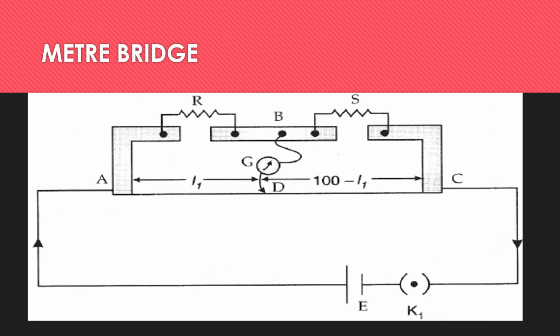Those copper strips have gaps in between them, and on the left-hand side, a resistor R is connected in that gap, and on the right-hand side a resistor S is also connected to the gap.